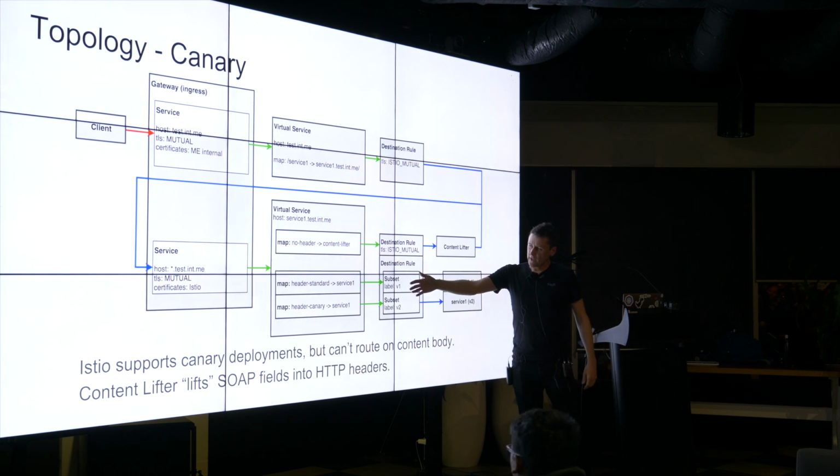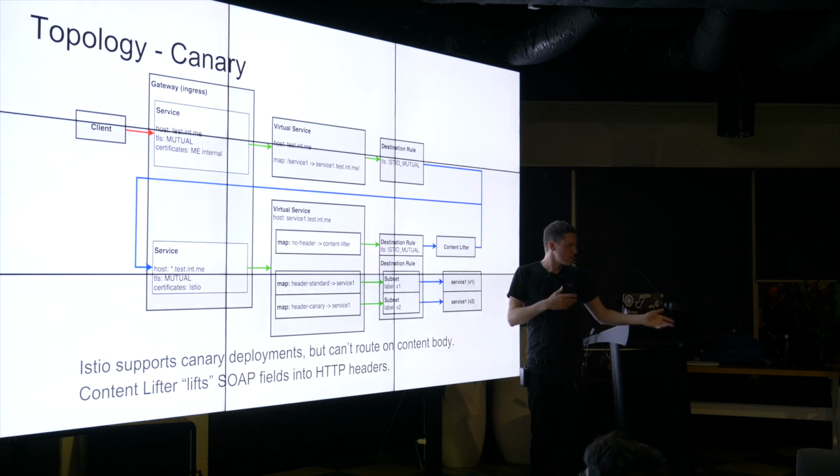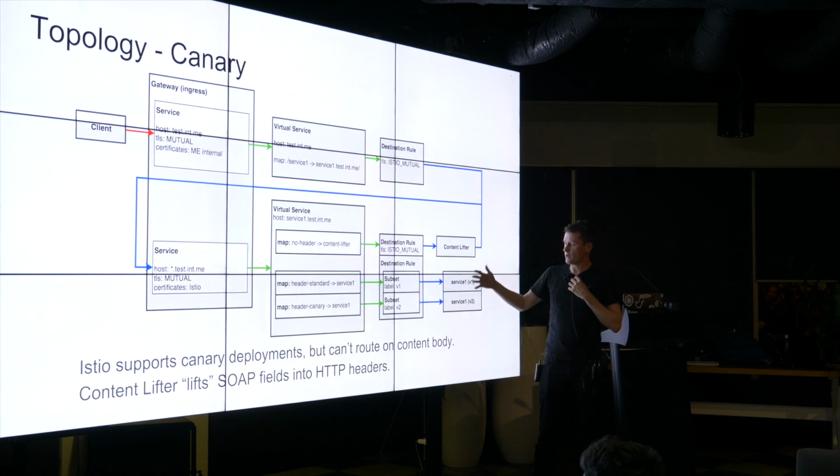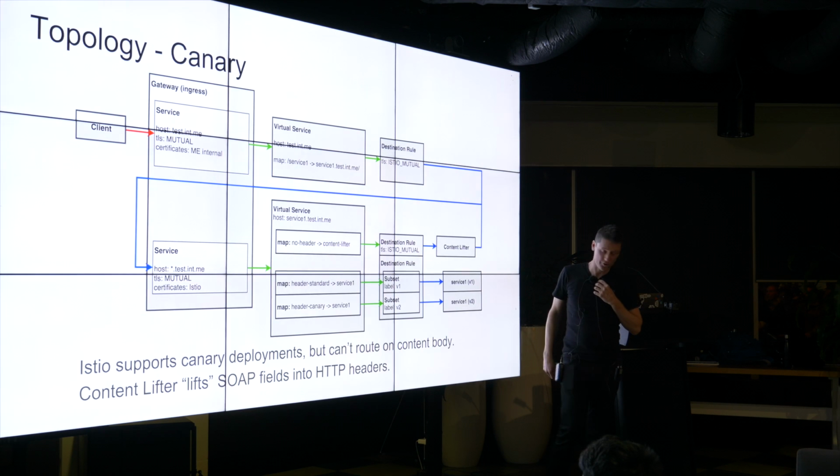The other piece that we have in here is a thing called subsets, and this is just something that I'll just mention because Ben will touch on it more later. Subsets allow us to pick specific labelled versions of a service on the mesh.